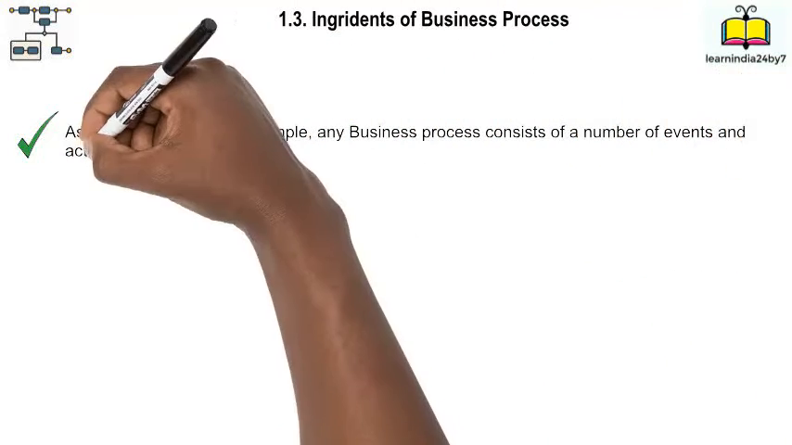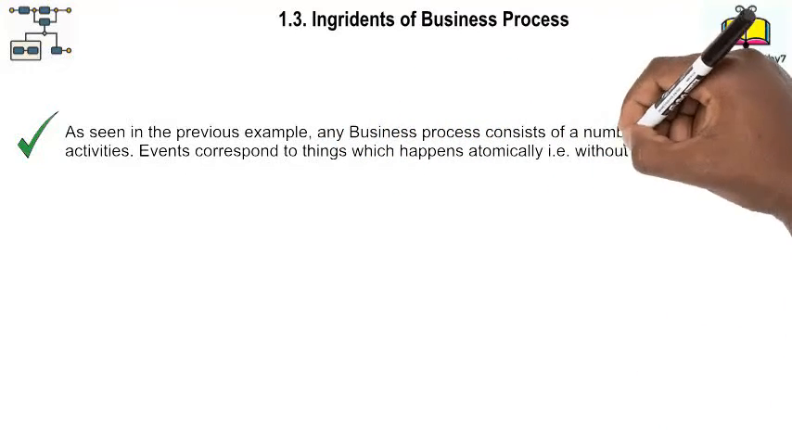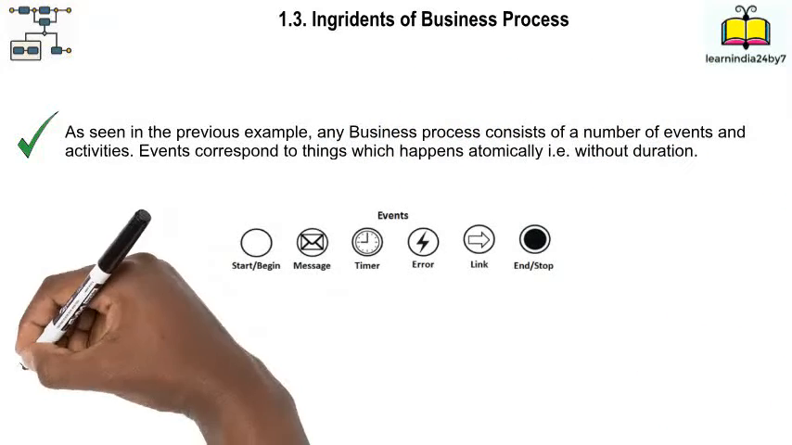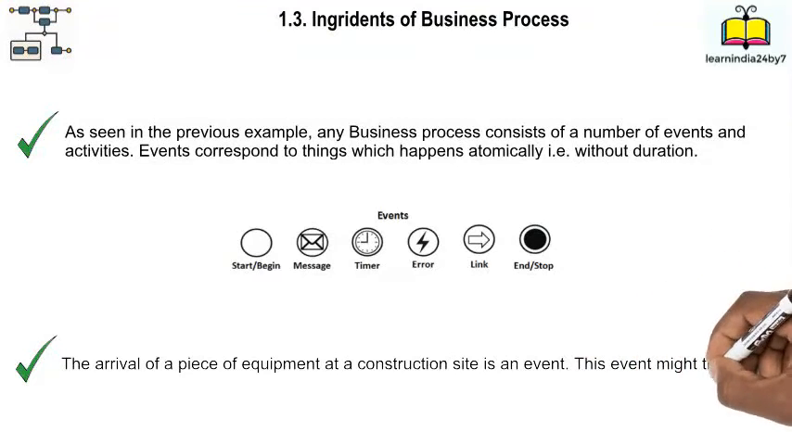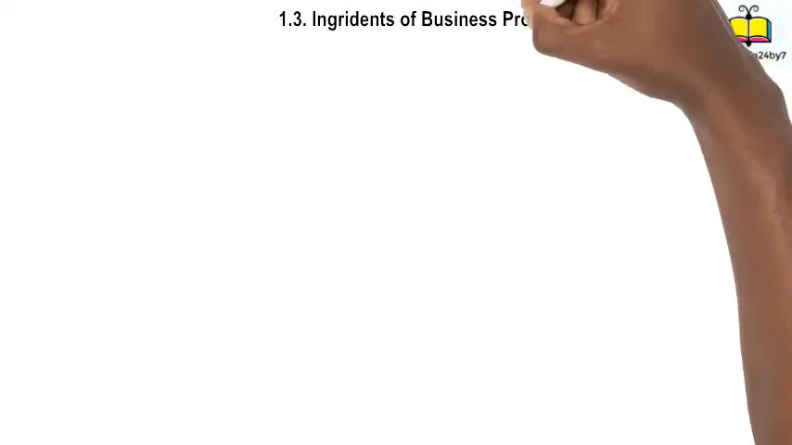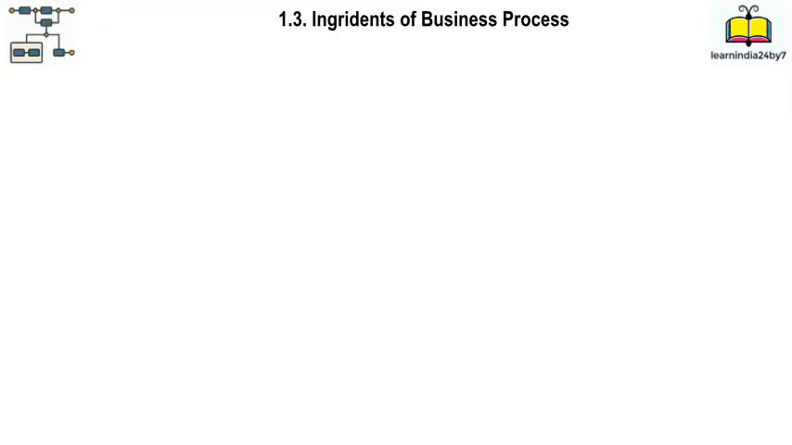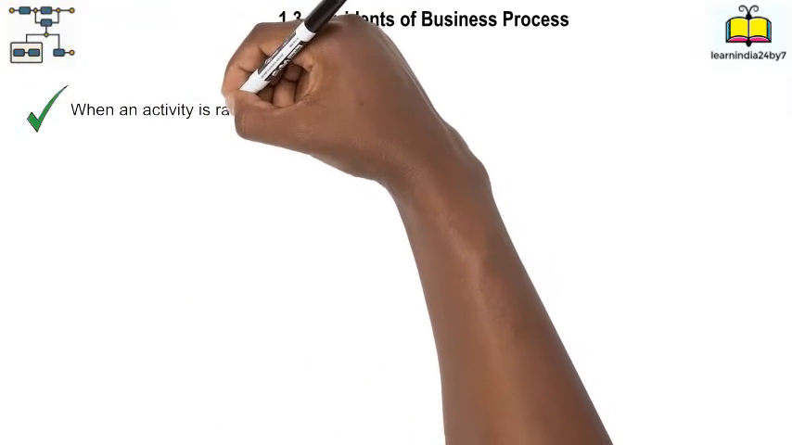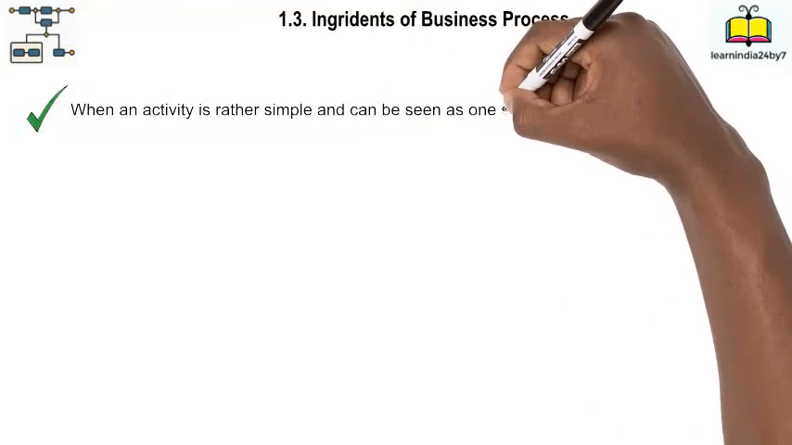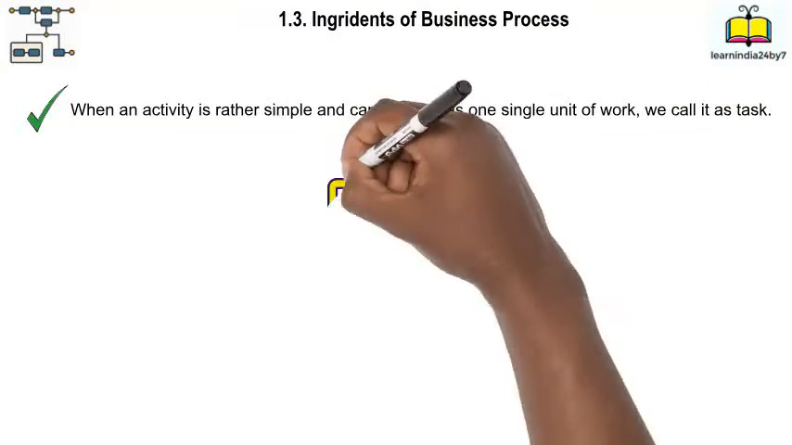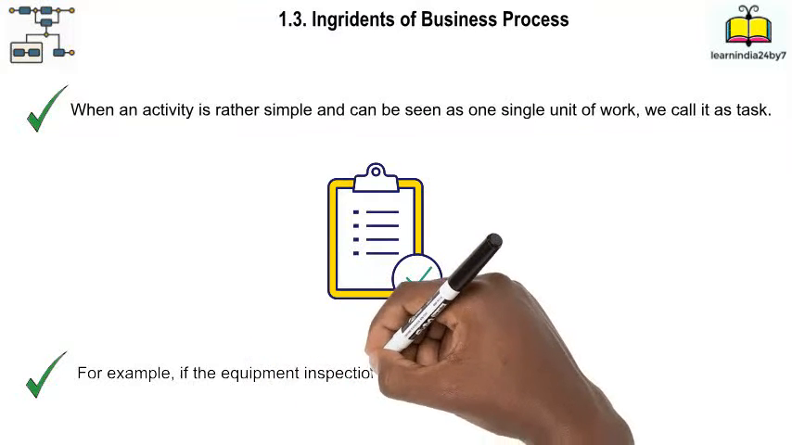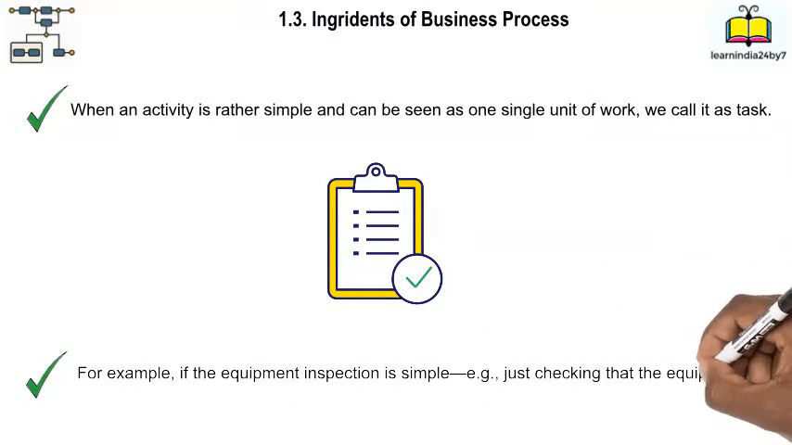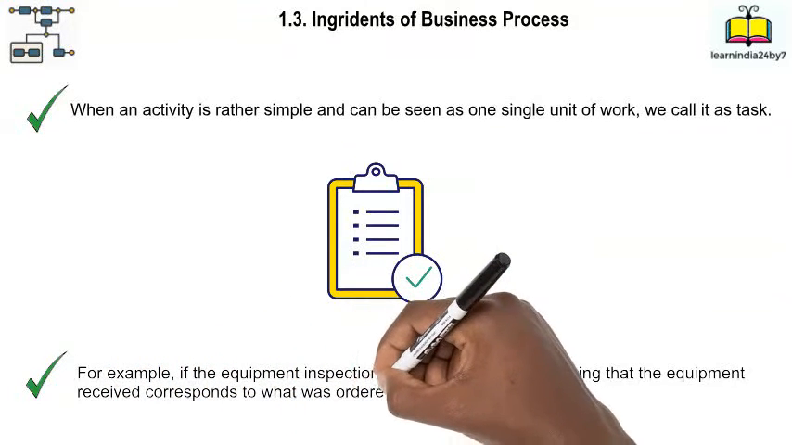As seen in the previous example, any business process consists of a number of events and activities. The arrival of a piece of equipment at the construction site is an event, and this event might trigger the execution of a series of activities. When an activity is rather simple and can be seen as one single unit of work, then we call it a task. For example, if the equipment inspection is simple, just checking that the equipment received corresponds to what was ordered, then we can say it is a task.